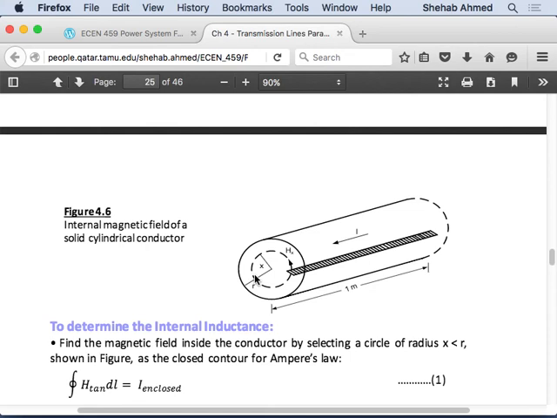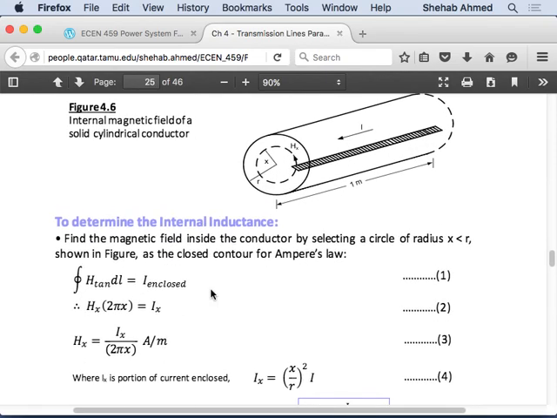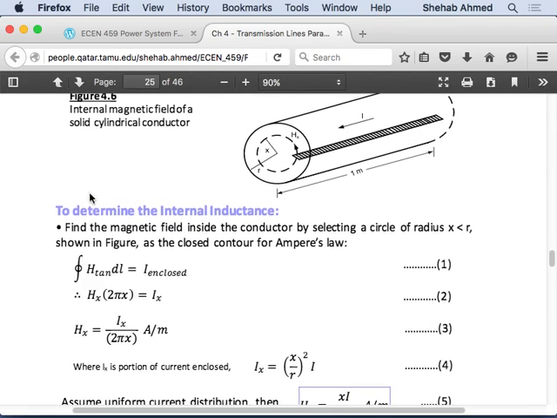Okay, so that's something I wanted to mention. So H.dl is equal to I enclosed. If I'm looking at the inside of the conductor, I enclosed is going to be equal to Ix. Anytime x is greater than the radius r, what is I enclosed? It's I total, right? So anytime x is greater than r, then Ix is going to be equal to I, right?